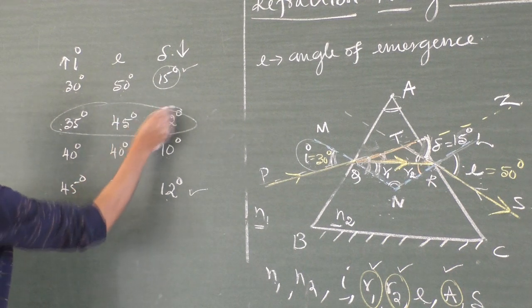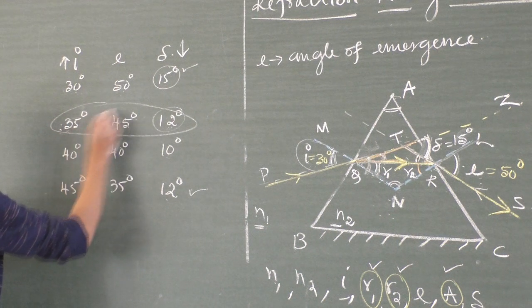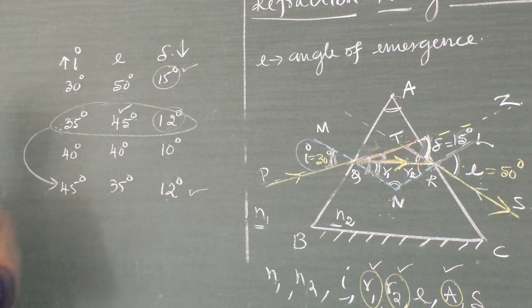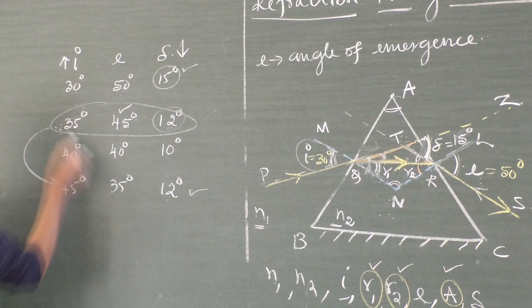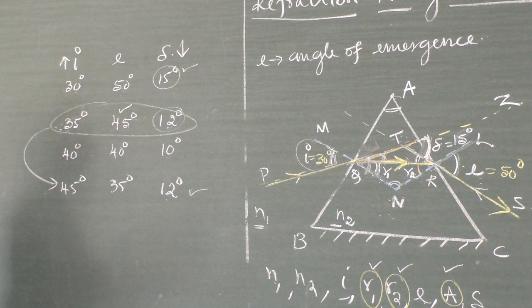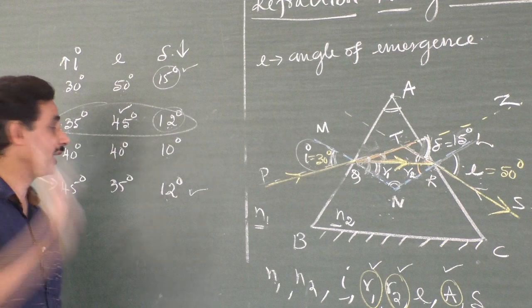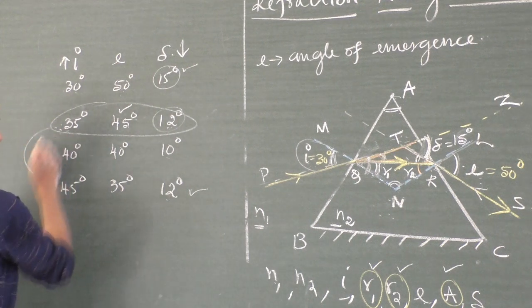Can you get the same angle of 12 degree deviation for another angle of incidence other than 35? That is what is obtained here. Am I right? When the angle of incidence is 45, angle of emergence is 35, angle of deviation is the same. Just now we were saying one single angle of deviation can be obtained for two angles of incidence, right? So this is the one set.